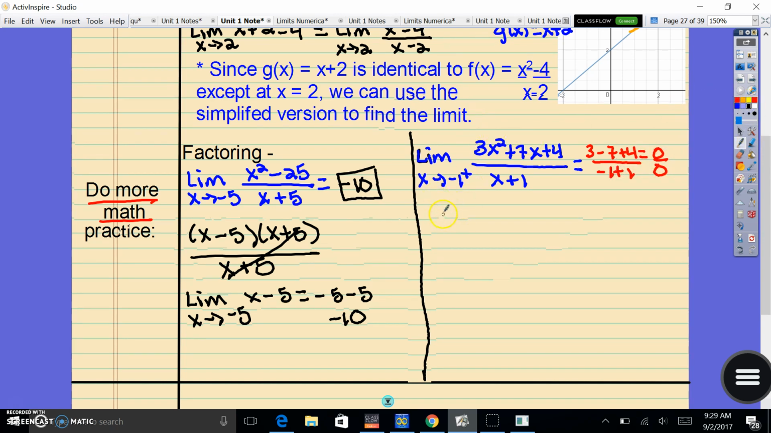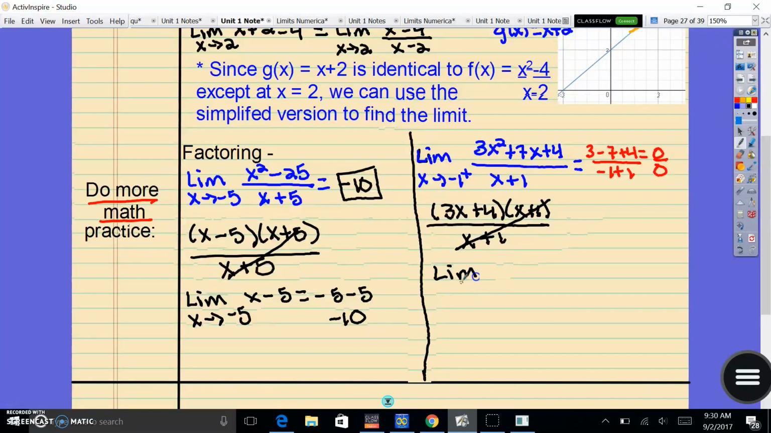It's a little more difficult to factor, but you should be okay. 3x plus 4 times x plus 1. And I kind of expected the x plus 1 because I knew that they had a common factor. The 0 over 0 was the hint. So I'll put x plus 1. They do cancel or divide out, and it leaves me with 3x plus 4.